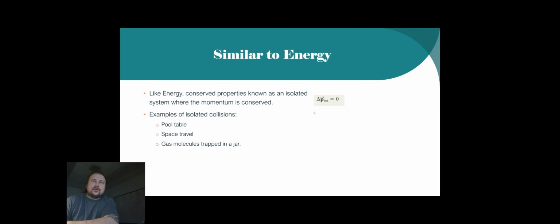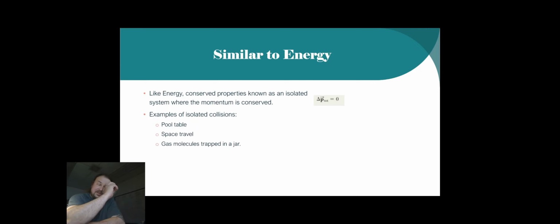If it's conserved, if there's nothing to take momentum away, then the total momentum is equal to 0. A change in momentum is equal to 0. Examples of this: billiard balls, a pool table, lots of different things like that, where you have objects that are free to collide, free to move. You have a collection of objects.